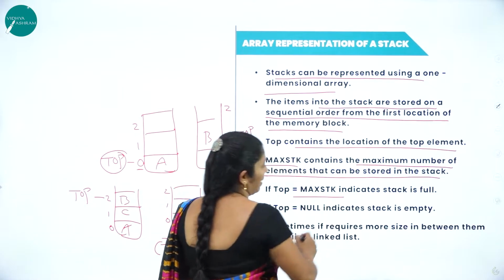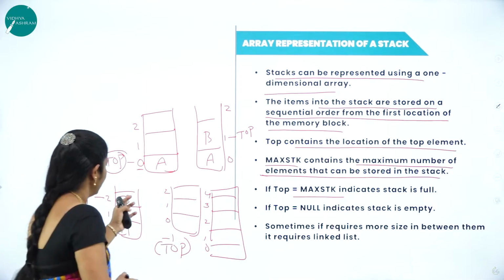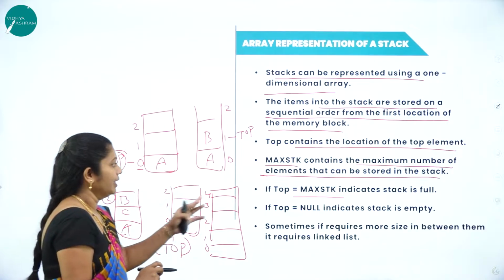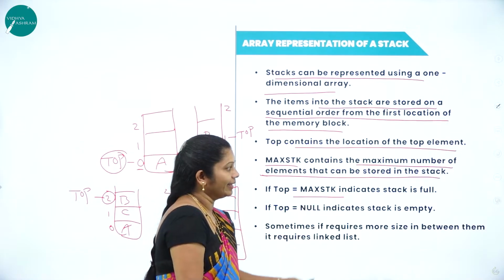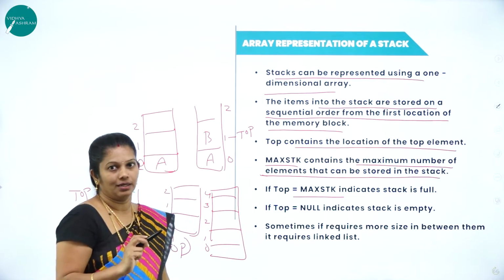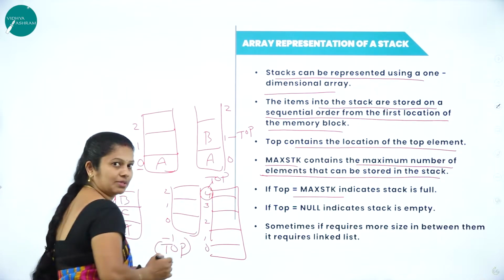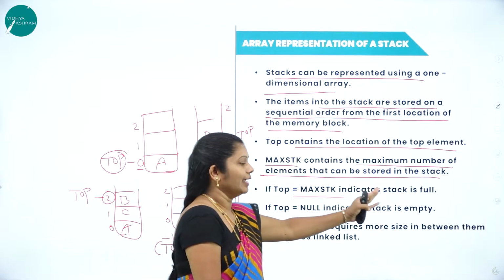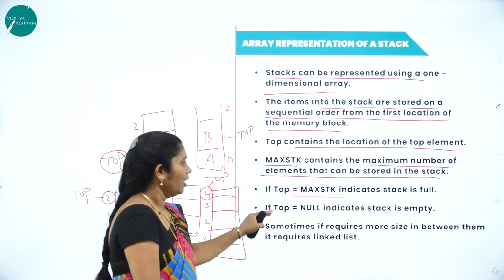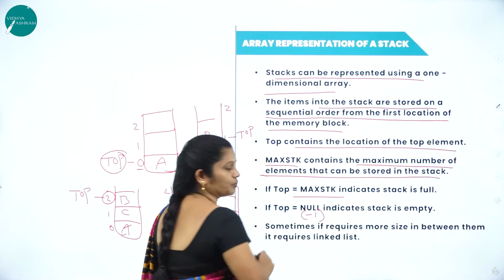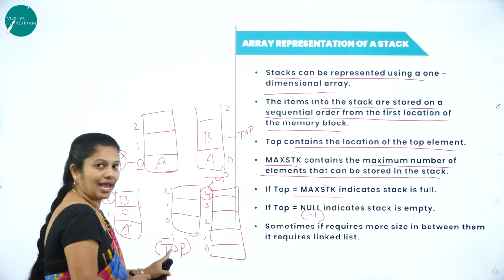If top equals max stack, then the topmost is the maximum element. If top equals max stack, it indicates the stack is full. If 4 is the top and the maximum stack, then it indicates the stack is full here. If top equals null, or I can say minus 1 also, then it indicates the stack is empty.